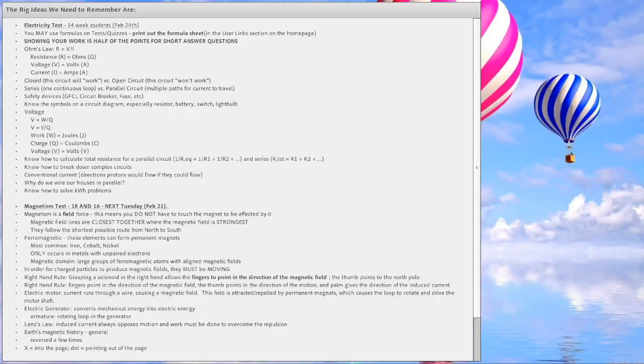Okay, now another thing that they mention a couple times in the notes and also on the tests and quizzes are electric motors and electric generators. Electric motors cause a current to run through a wire, which then causes a magnetic field. And then this field can be attracted or repelled by permanent magnets, which will cause the loop to rotate more and drive the motor shaft.